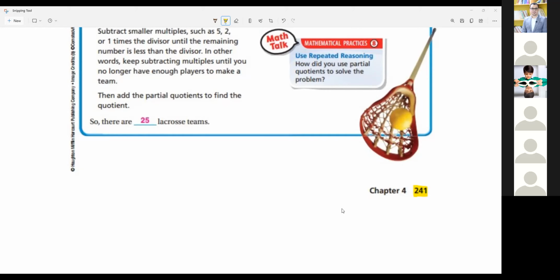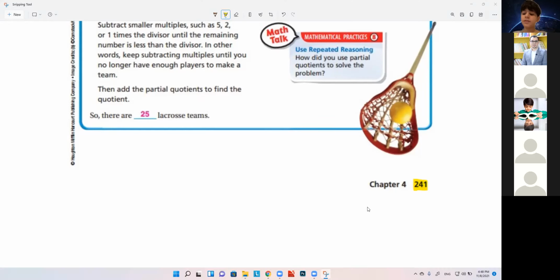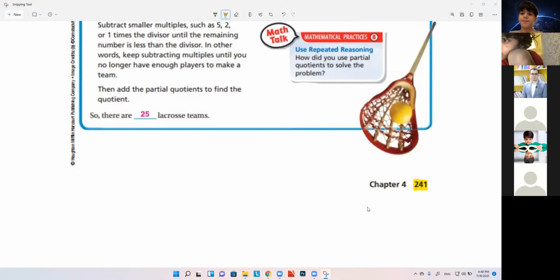Okay, raise your hand, guys, if you want to talk. Yes, Muhammad Al-Aqil. Teacher, what will we learn today? The new division. Yeah, we're gonna divide using partial quotients. Okay, that's great.